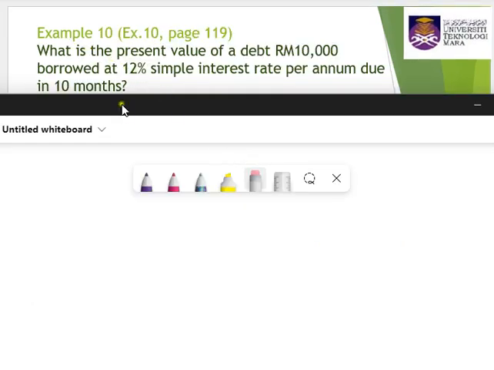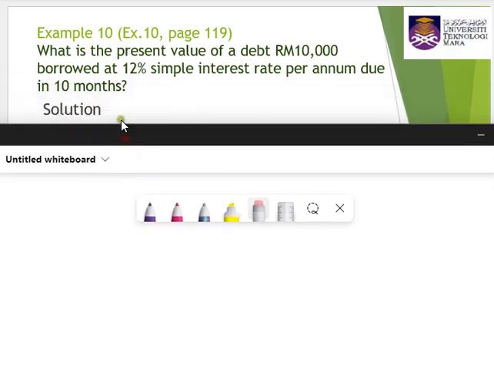Okay, let's look into the example 10 here. What is the present value of a debt 10,000 borrowed at 12% simple interest rate per annum due in 10 months? So again, present value is your p value here. A debt here is actually the s value, the value at the end of the day. Okay, because you need to pay, right?